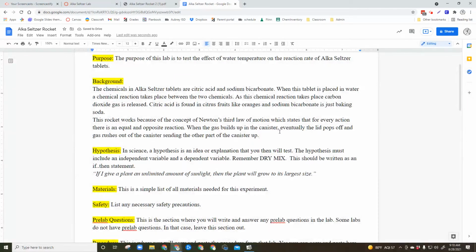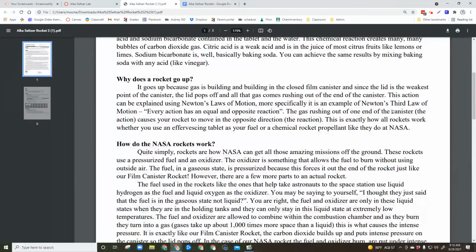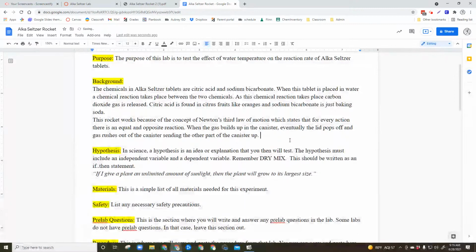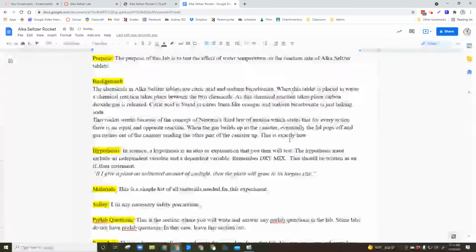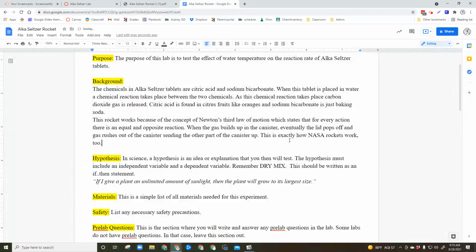Okay, so there's 2 more sentences. All right, we stopped right here. The gas rushing out of one end of the canister causes the rocket to move in the opposite direction, the reaction. This is exactly how rockets work, whether you're using effervescing tablets or fuel or a chemical rocket propellant like they do at NASA. Okay? All right. So we could come back here and say, this is exactly how NASA rockets work too.